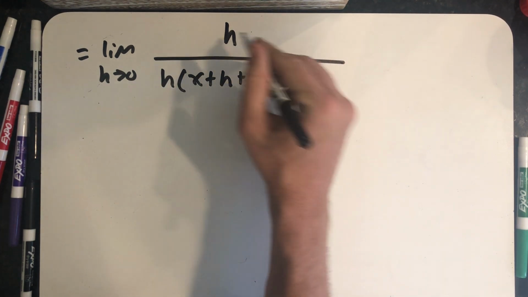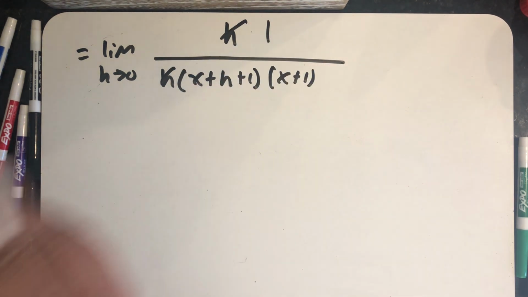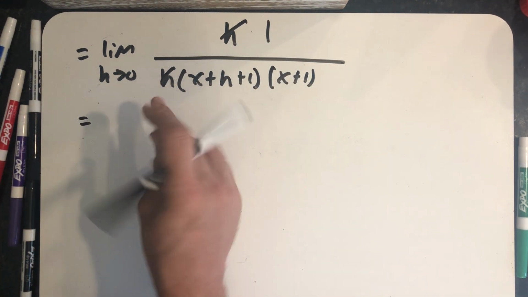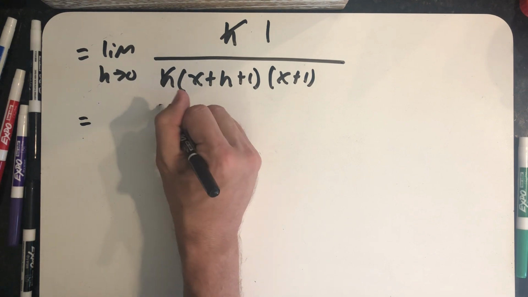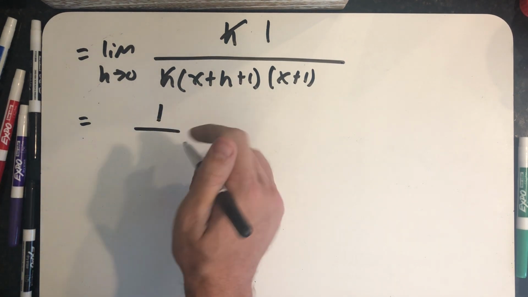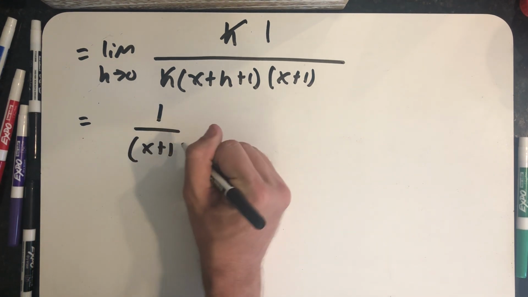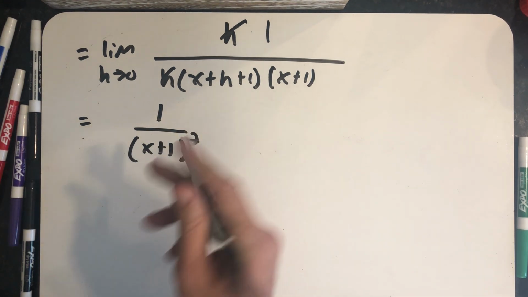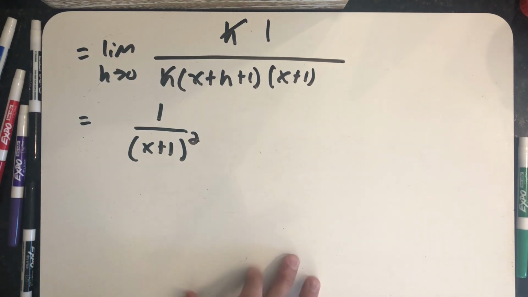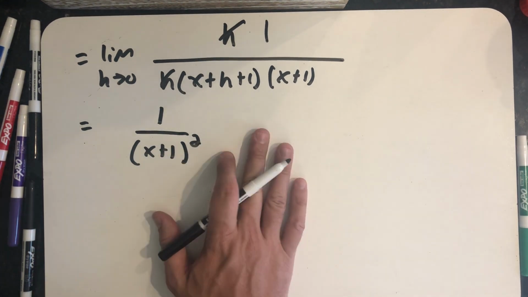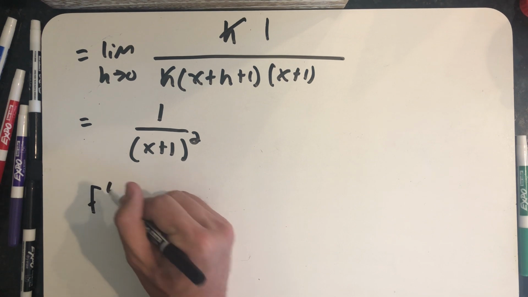All right, the h's cancel. And now I can take the limit as h approaches 0 because I'm not dividing by 0 on the bottom anymore. H is going to 0, which would turn this into an x plus 1 times an x plus 1, which is x plus 1 squared. And there I have it. There is my first derivative, f prime of x.